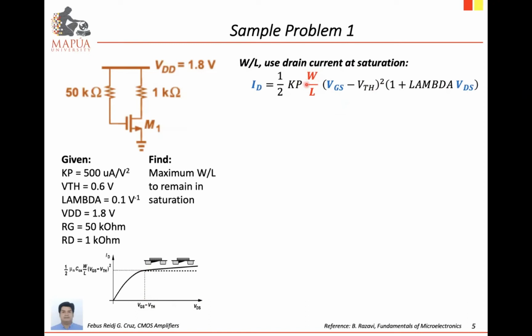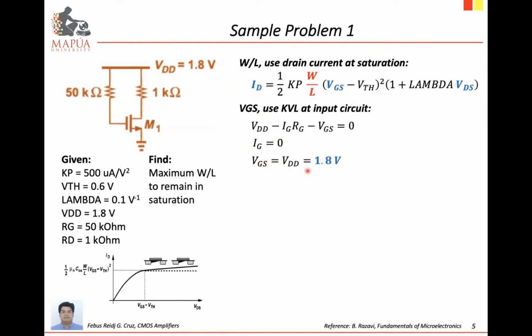But before we can solve for the W over L, we need to determine the drain current, the VGS, and the VDS. For our VGS, we can use Kirchhoff's voltage loop at the input. That would be VDD minus IG RG and then minus VGS. For the MOS transistor, the gate current is 0. Therefore, VGS is equal to VDD, which is 1.8 volts.